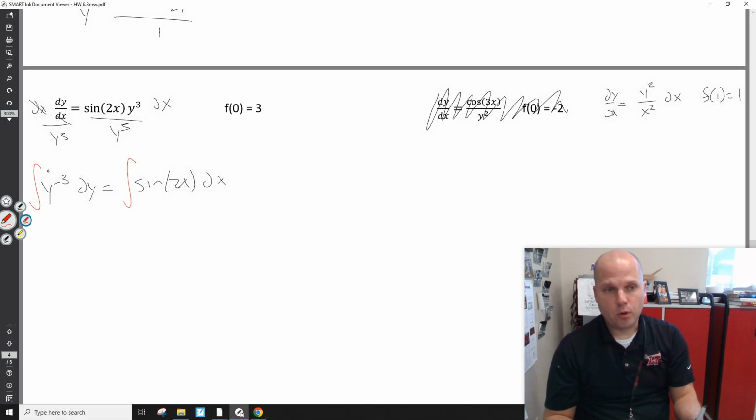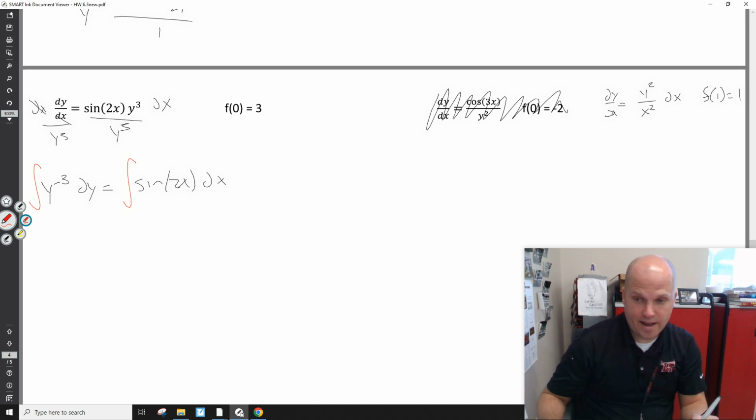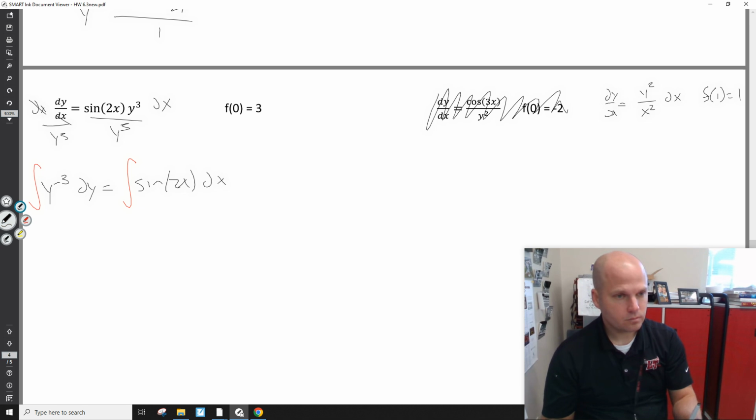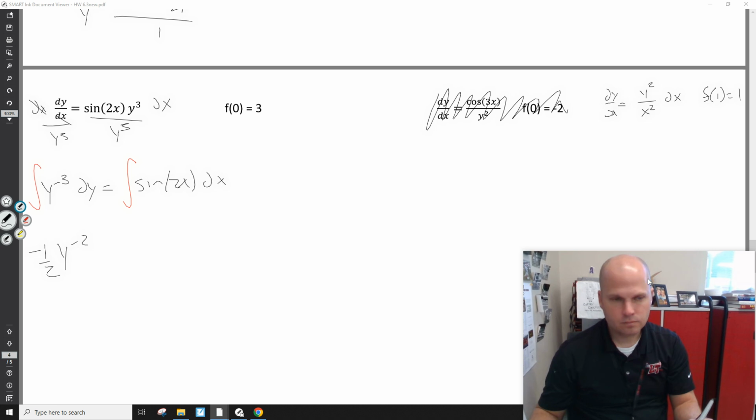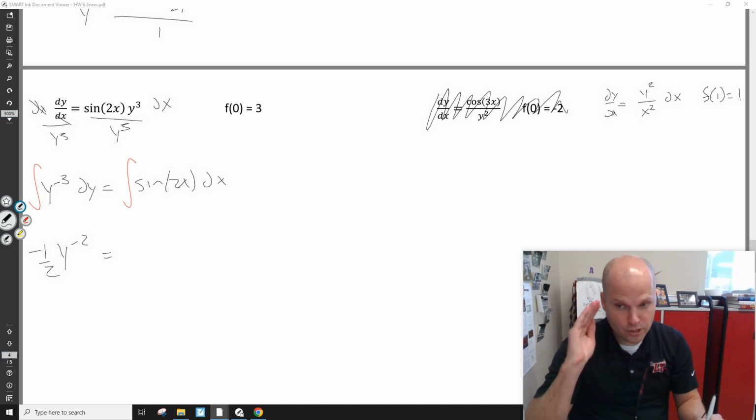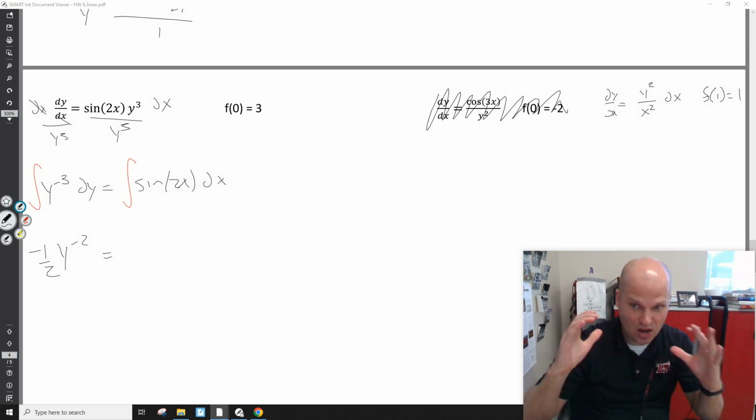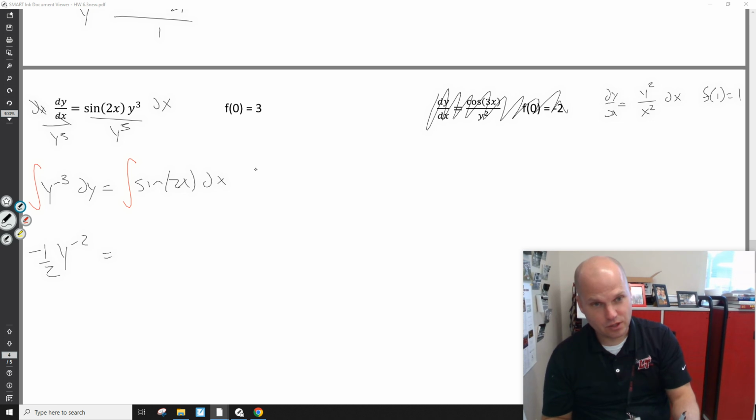This is going to be very important for next class when we're going to have y to the negative first, and we'll have log absolute value as the antiderivative. Y to the negative second times negative a half. How do you take the antiderivative of this? Yo, lesson 2.